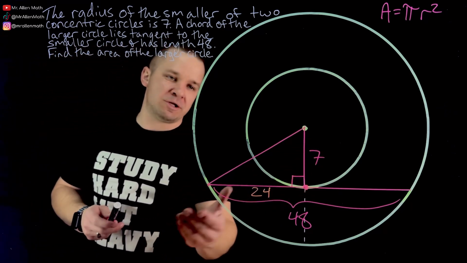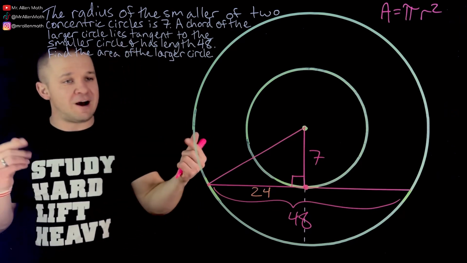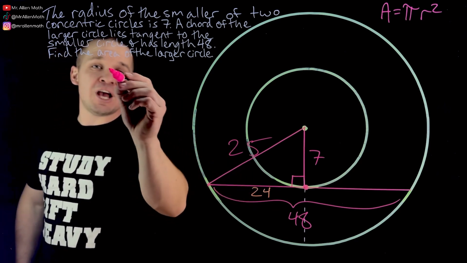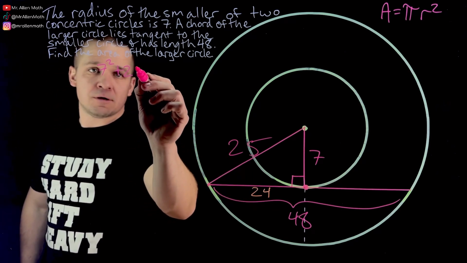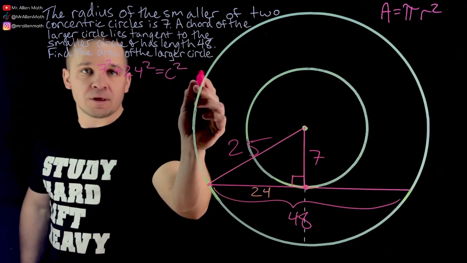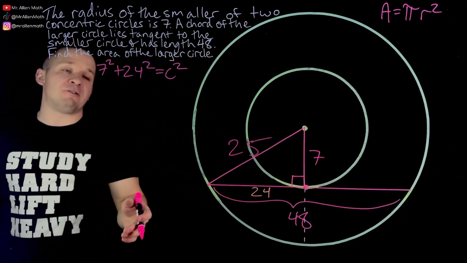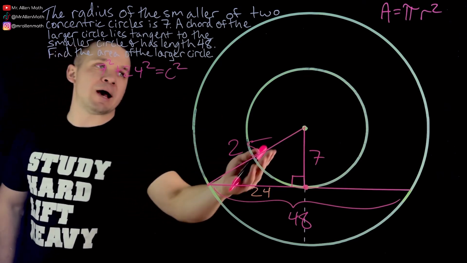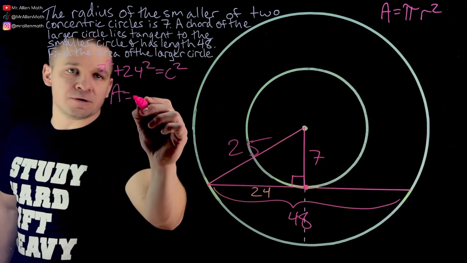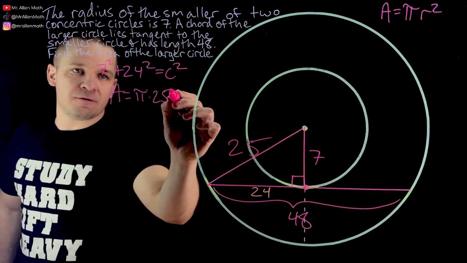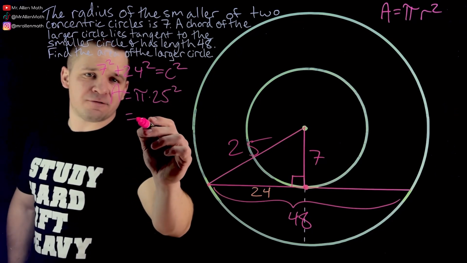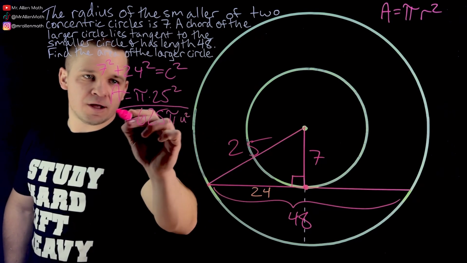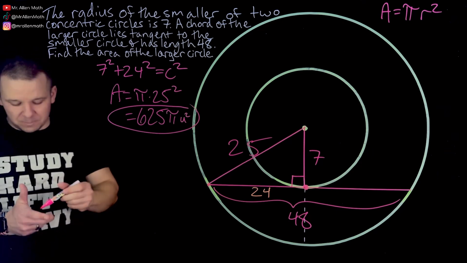And now I have 7, 24, 25. So 25 is my radius here. It's a 7, 24, 25 triangle. If you did not remember your Pythagorean triples, you could also use the Pythagorean theorem, and you would solve for c, getting 25. So now my radius is 25. Let's plug it in there. I'm going to have area equals pi times 25 squared. I think that's 625? So you get 625 pi units squared. Final answer for the area of the big circle.